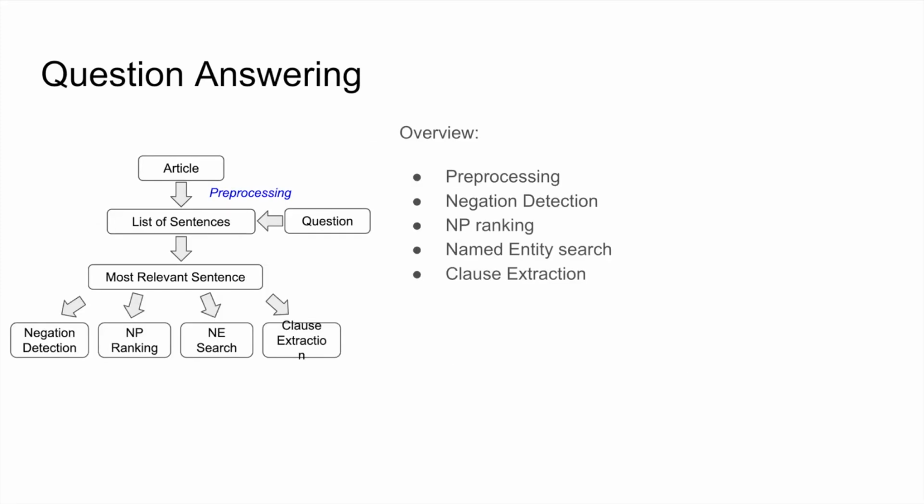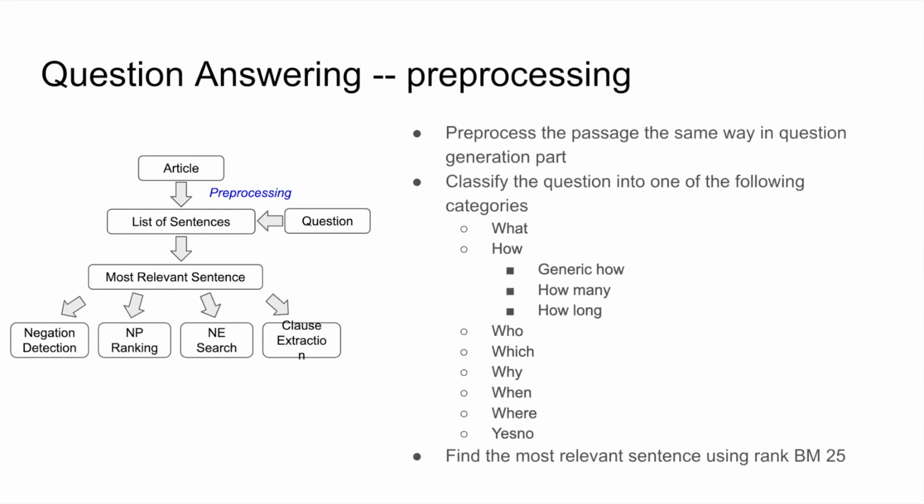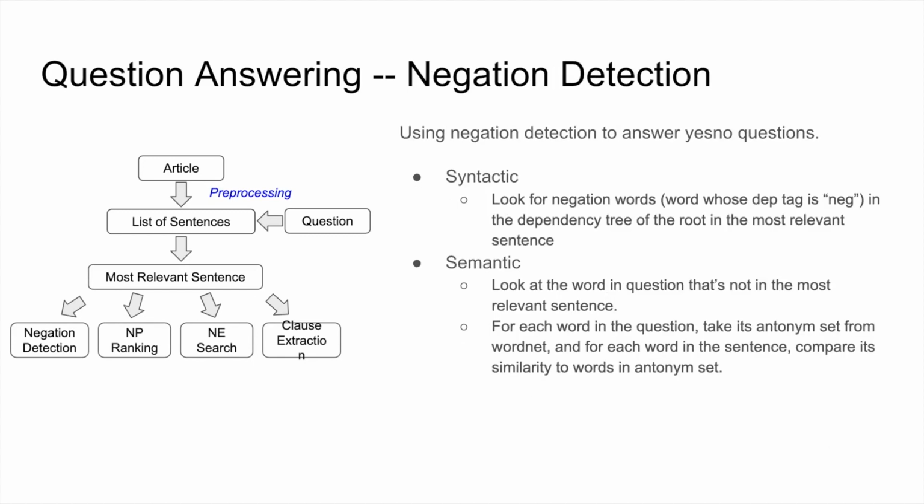For the question answering part, we break up into those 5 areas. We first pre-process the passage the same way we did in question generation. Then we classify the question into one of those categories. Then we use the BM25 ranking function to find the most relevant sentence of the passage.